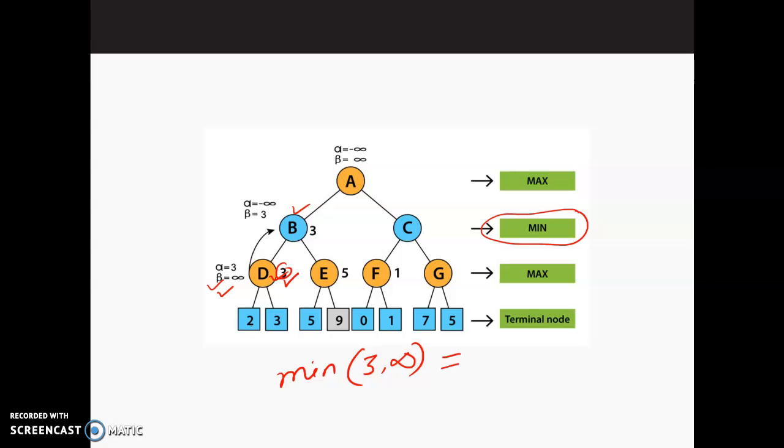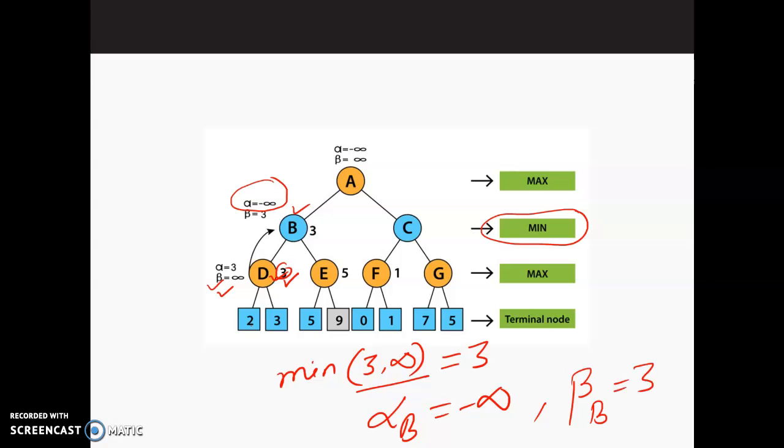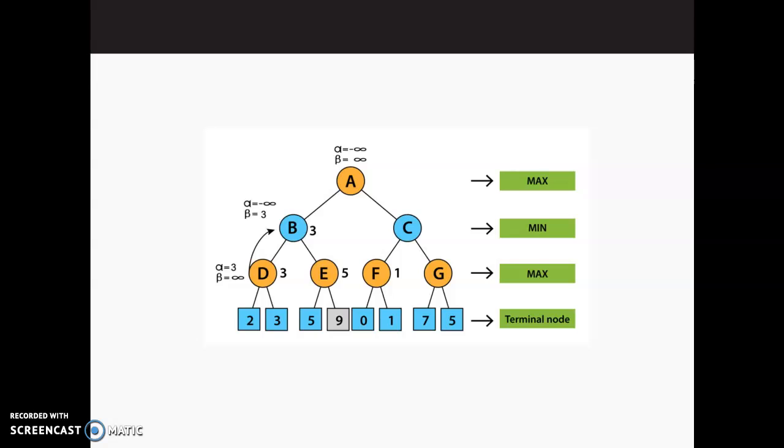So what we will do? We'll check which one is the minimum. Of course 3 is the minimum, so we'll select 3. So alpha at node B will be minus infinite, which you can see here, and the beta value at node B is equal to 3. So alpha at node D is 3, whereas beta at node D is plus infinite, and the node value at node D is 3.